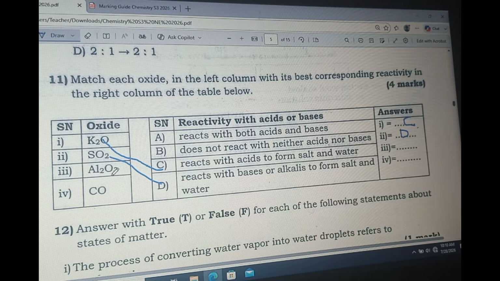III. Aluminium oxide is an amphoteric oxide. It reacts with both acids and bases, so it has both acidic and basic properties. IV. Carbon monoxide is a neutral oxide. It does not react with either acid or base. It matches to B.